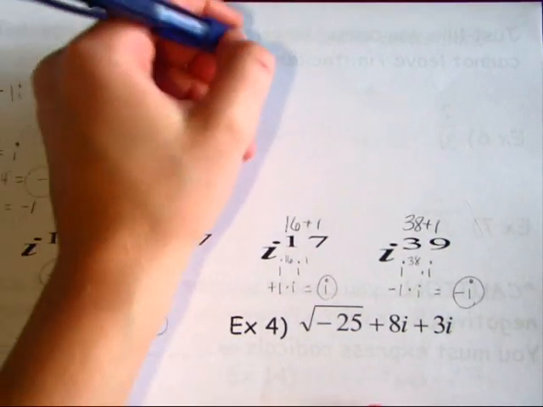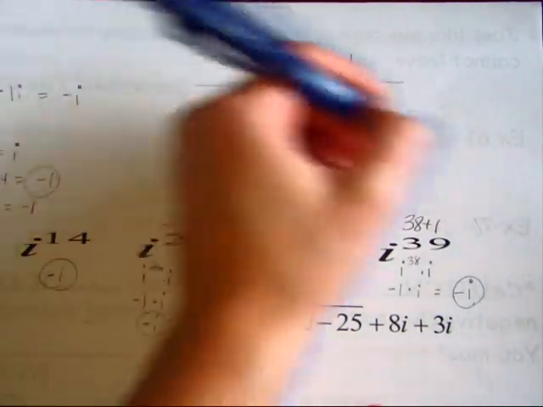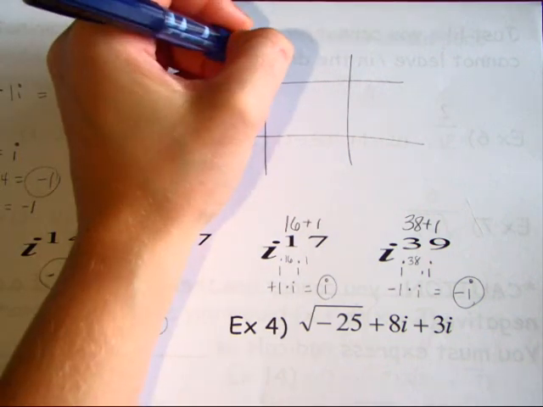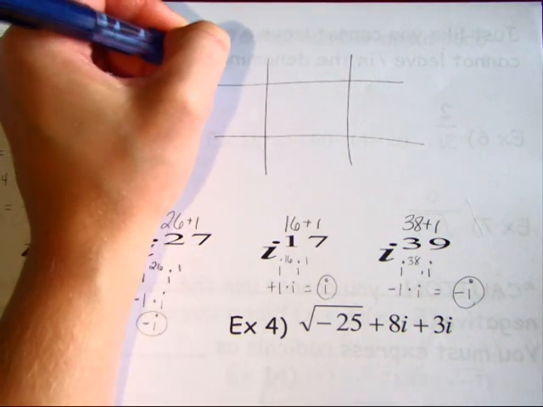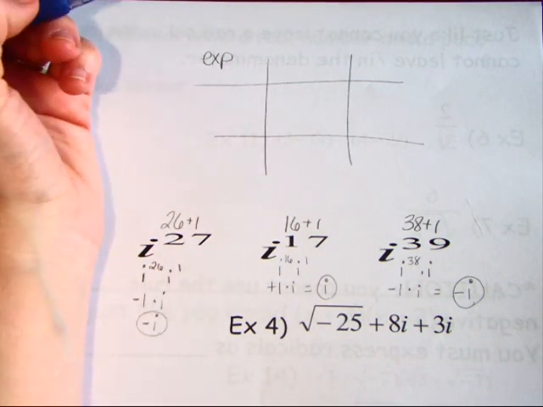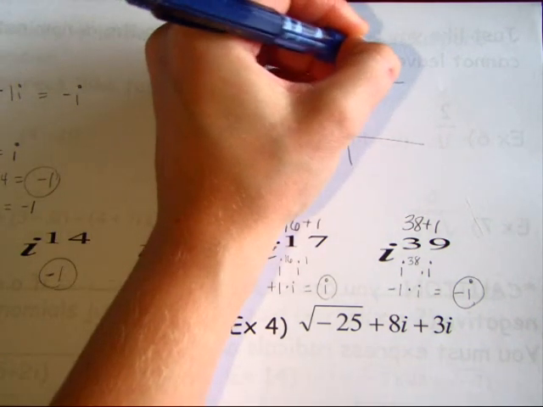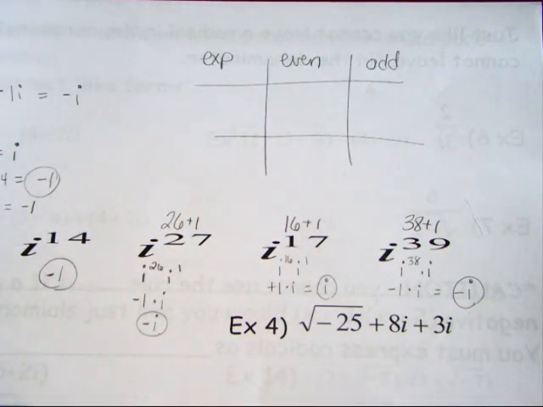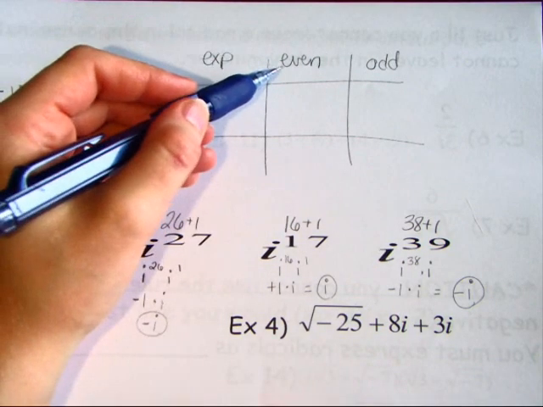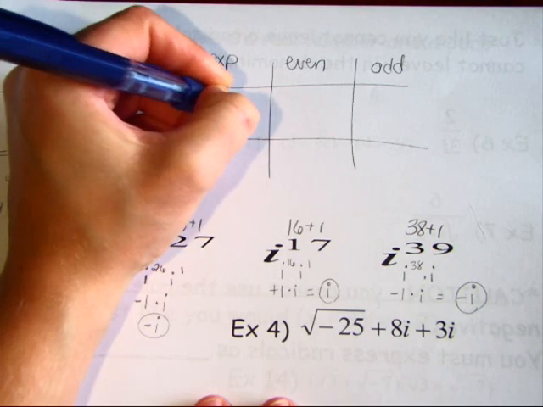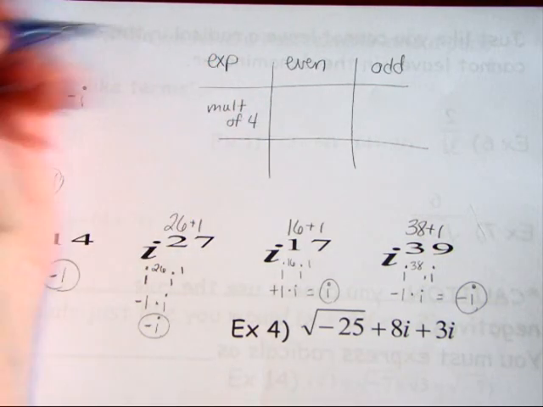I'm going to make a chart that I hope will be helpful for you. Just make a little tic-tac-toe board. Now, up here, and these are all dealing with exponents, I would like you to put even here and odd here. Now, if the exponent is even and it is a multiple of 4, the answer is going to be a positive 1.